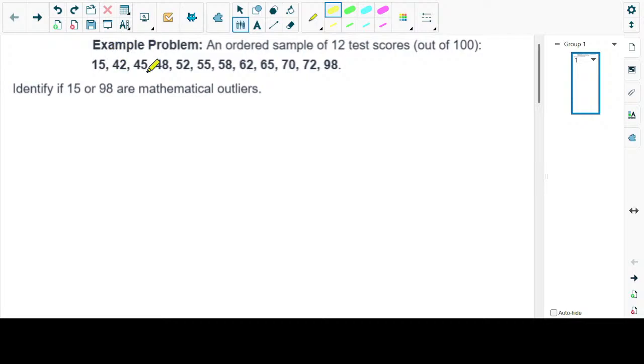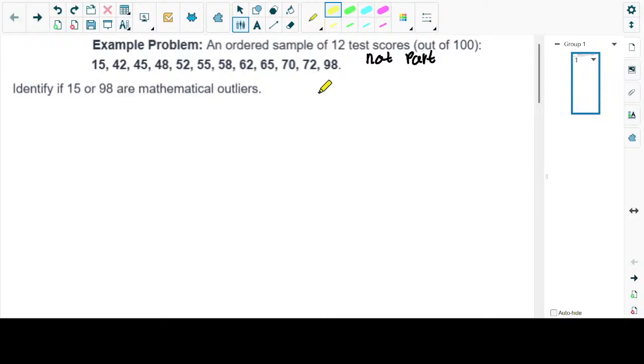1, 2, 3, 4, 5, 6, 7, 8, 9, 10, 11, 12. But they already told us the data is 12. Just to be sure, we're checking. So is Q2 going to be part of the data or not? If this is even, that means Q2 is not going to be part of the data. So it means you are not going to have one person for sure in the middle.